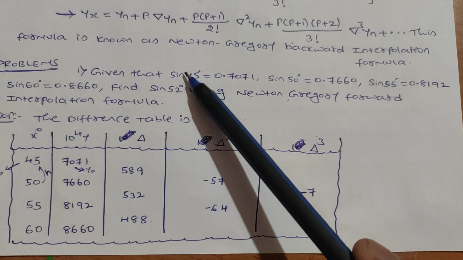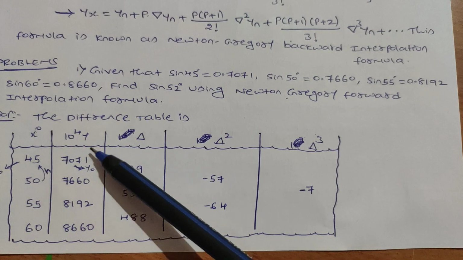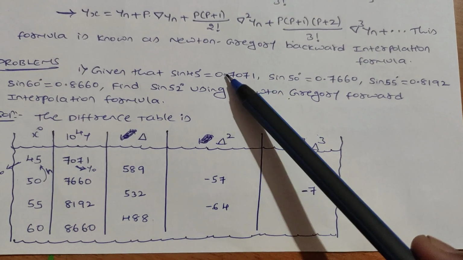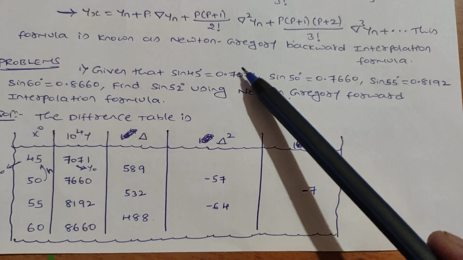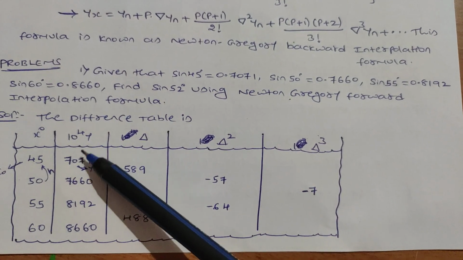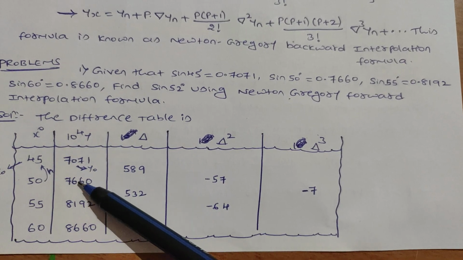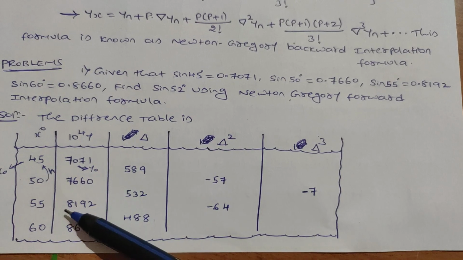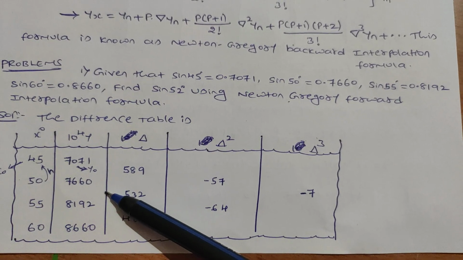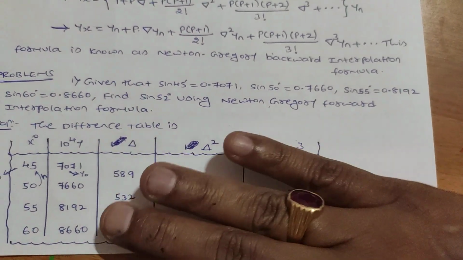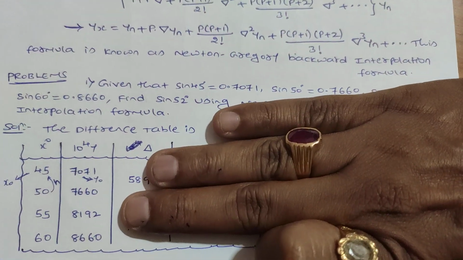So now let us write the values of the function. That is, we know that sine 45 degrees can be considered as 0.7071. Therefore we write the value as 10 to the power 4 into y, that is 7071, 7660, and the third value they have given is 8192, and then 8660. So this is what is given in the question.